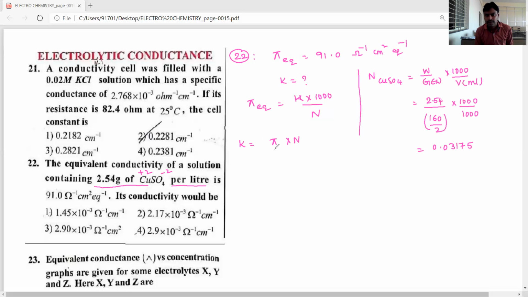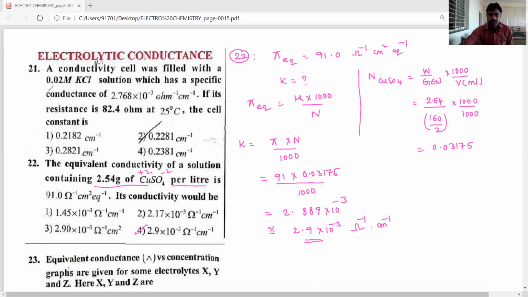Now K is equal to lambda into normality by 1000. Okay, lambda value is 91 and normality is 0.03175 by 1000. On simplification, the multiplication of 91 into 0.03175 is nothing but 2.889 into 10 to the power of minus 3. 2.889 we can approximately write as 2.9 into 10 to the power of minus 3 ohm inverse centimeter inverse. So the correct answer is 2.9 into 10 to the power of minus 3. Fourth option is correct. Okay, students.